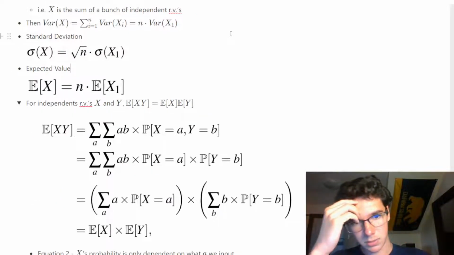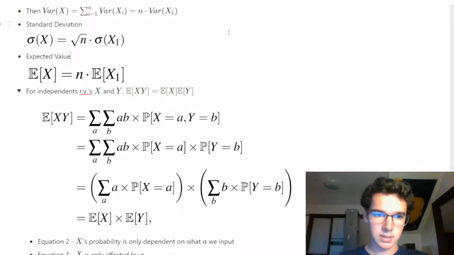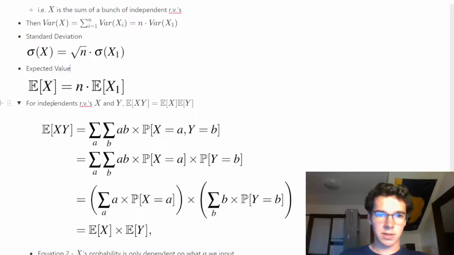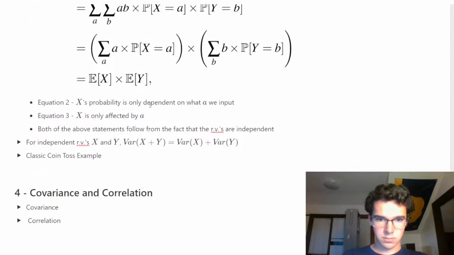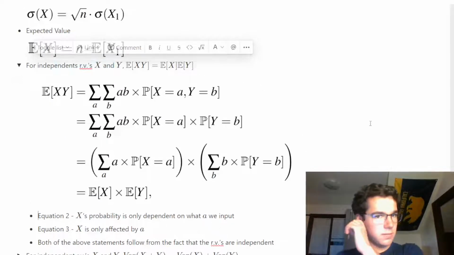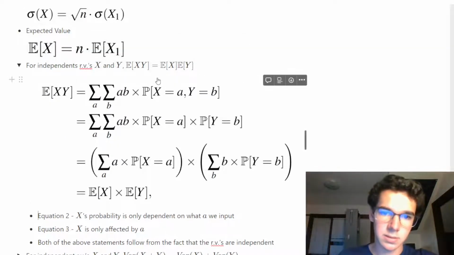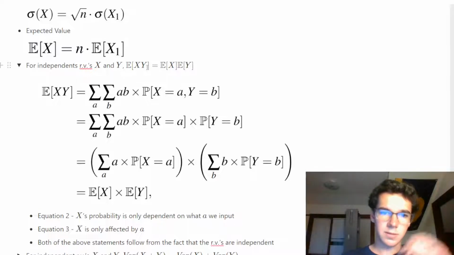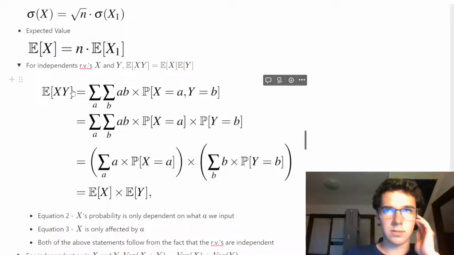I'm not really going to dissect through that, but I guess we're going to use this to show something else. First off, for independent random variables X and Y, the expectation of X times Y is equal to the expectation of X times the expectation of Y.